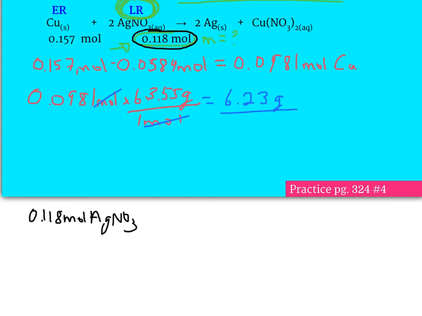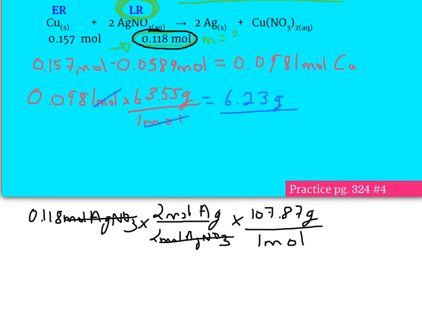I need to use my mole ratio to get into moles of silver, which means I know that I have 2 moles of AgNO3 for every 2 moles of Ag. My moles of AgNO3 cancel out, and I'm going to now have my moles of silver. And the last step I have to use is my molar mass of silver. So I'm multiplying it by 107.87, and my moles are going to cancel out. And I'm going to get an answer of 12.7 grams of silver.